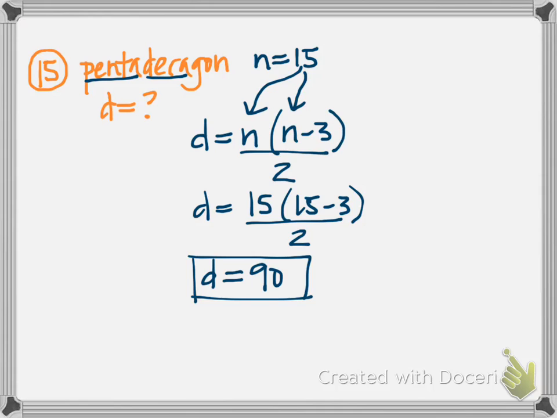Now, if you were told how many diagonals and you had to set it equal to the diagonal formula and solve for n, you would start by multiplying both sides by 2, then you would distribute that n to the n and to the minus 3, and you know you're going to get a quadratic. So look back in your notes to see how you would solve that type of problem.